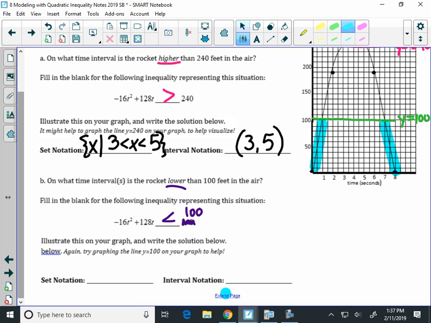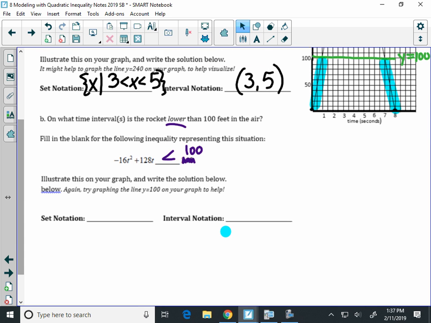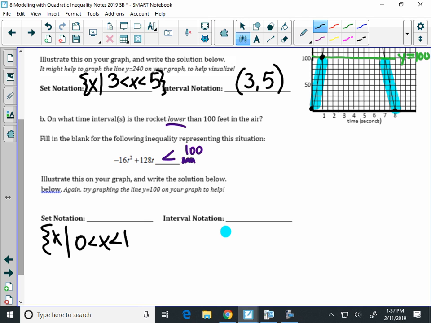So when I write my interval here, my set notation, when I write the interval on the left portion, what time do I start that interval at? 0 until what time? 1. 0 until the time of 1 here. So it'll look like this: 0 is less than x is less than 1. That's one part, right?